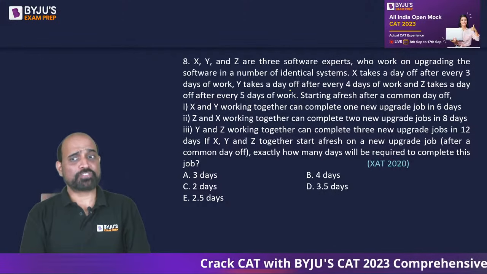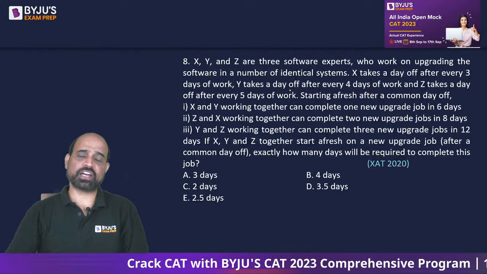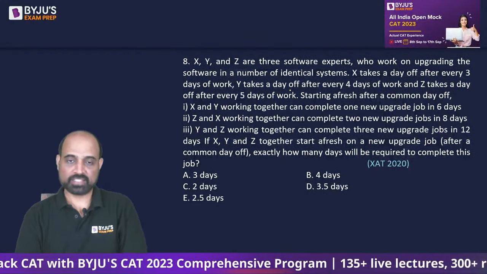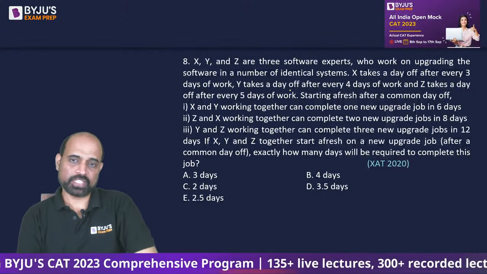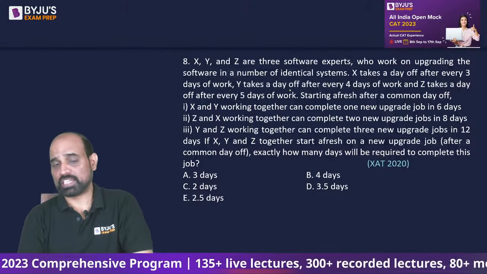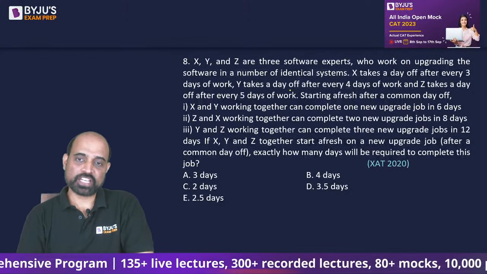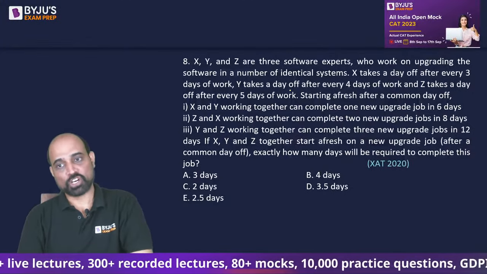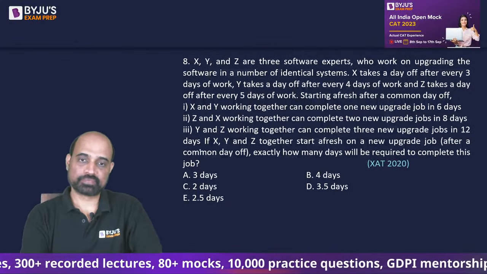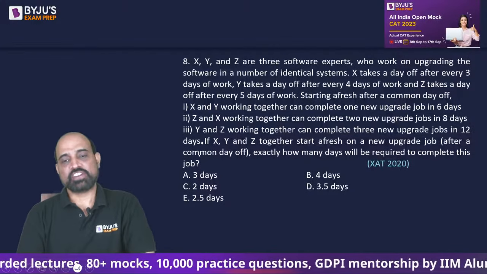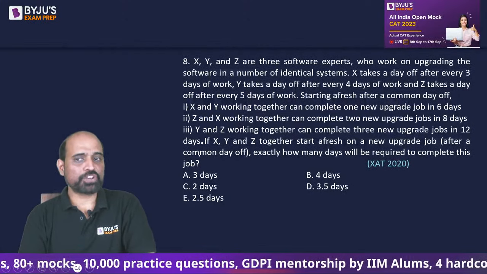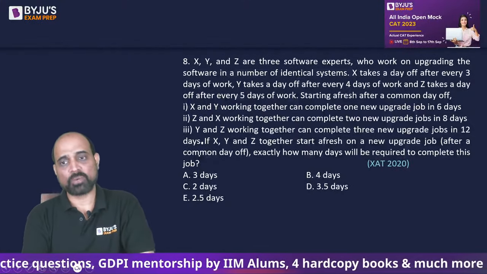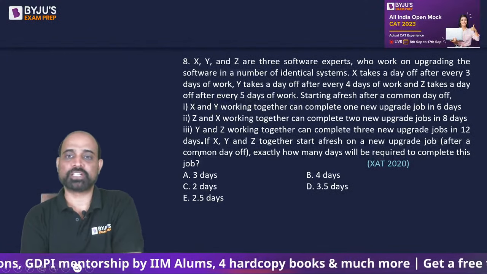Starting afresh after a common day off, X and Y working together can complete one new upgrade job in 6 days. Z and X working together can complete 2 new upgrade jobs in 8 days. Y and Z working together can complete 3 new upgrade jobs in 12 days. There is a full stop. If X, Y, and Z together start afresh on a new upgrade job after a common day off, exactly how many days will be required to complete this job?